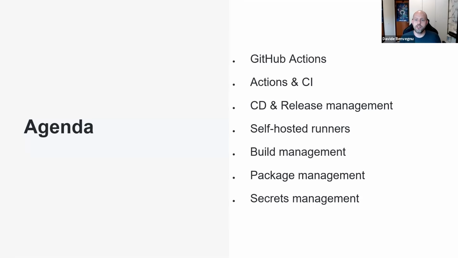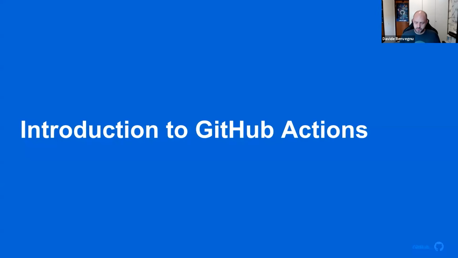Just to give you an overview, we will see in general what GitHub Actions are and how they work, how they apply to CI/CD and to release management. And then we will go into some more in-depth topics like self-hosted runners, build management, package management, and at the end, secret management. Let's start.